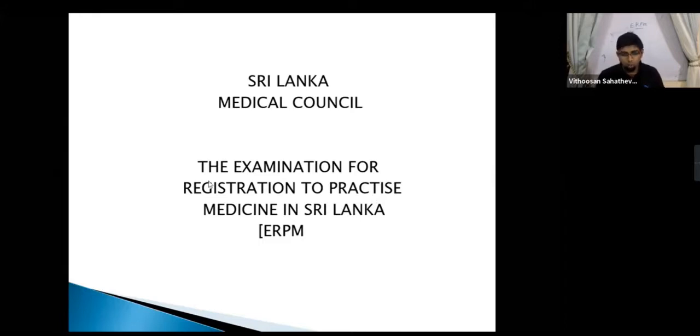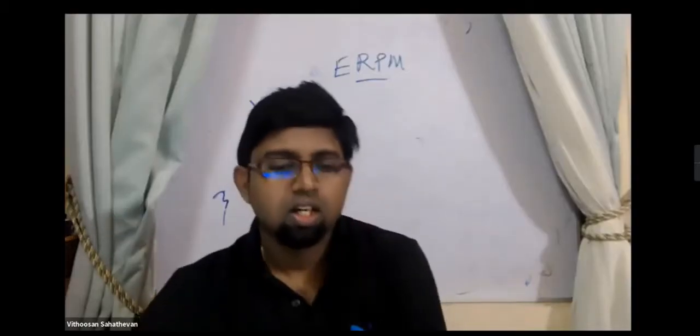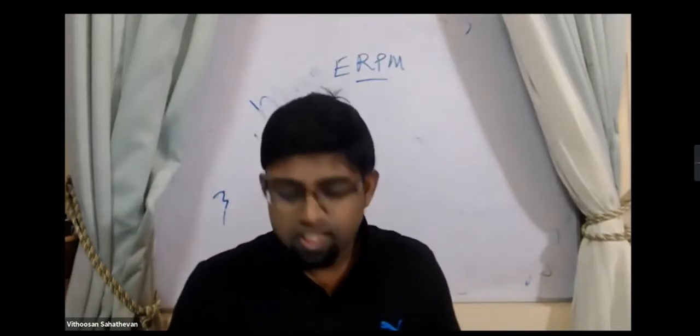Now, what is this Erpm? What is the format of this exam? In a second. Fine. So there had been a change which was made recently, when it comes to the format of this Erpm, and which is going to be effective from the very next exam, probably either late August, September, the very next exam. So what is the change that has been implemented, or what is the format of this exam? Clear?